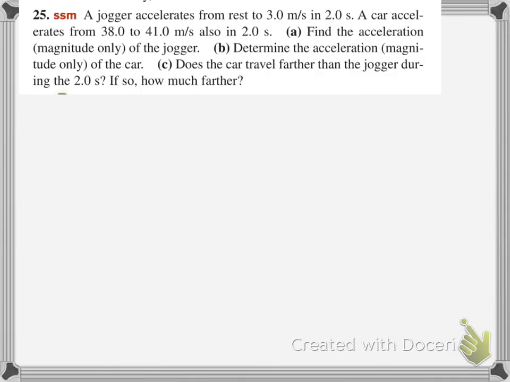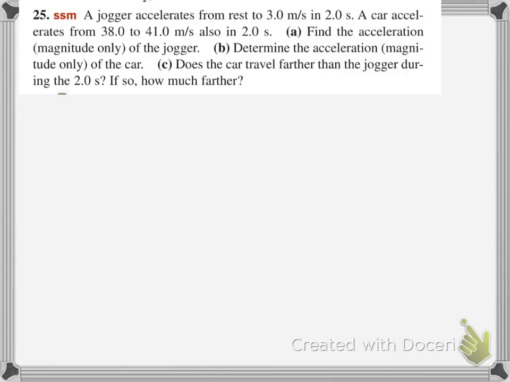Okay, so problem 25 says a jogger accelerates from rest to 3 meters per second in 2 seconds. A car accelerates from 38 meters per second to 41 meters per second, also in 2 seconds. Part A: find the acceleration of the jogger. Question B says determine the acceleration of the car, and question C asks does the car travel farther than the jogger during the 2 seconds? If so, how much farther?